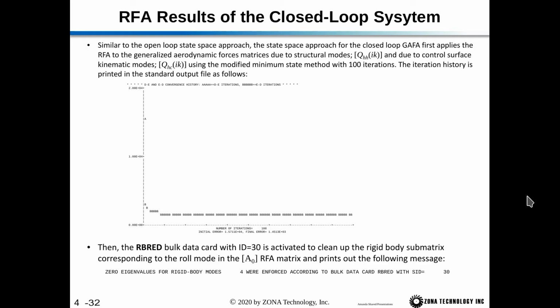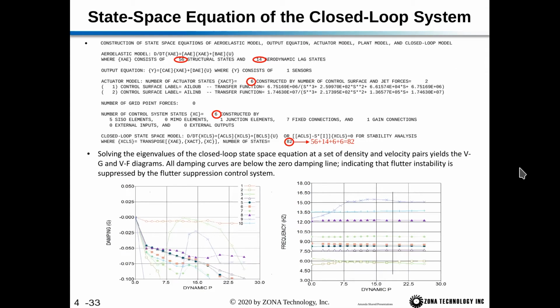Similar to the open loop state space approach, the state space approach for the closed loop GAFA first applies the RFA to the generalized aerodynamic force matrices due to structure modes and due to control surface kinematic modes using the modified minimum state method with 100 iterations. Then the RBRED card is activated to clean up the rigid body submatrix corresponding to the roll mode in the A0 RFA matrix. So now we'll see how the state space equations are modified.